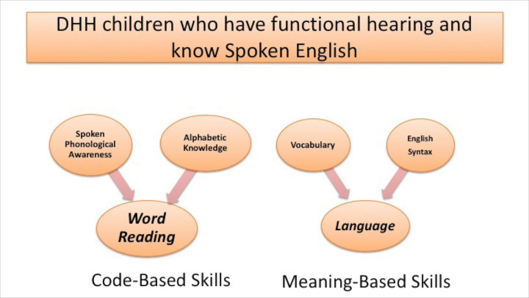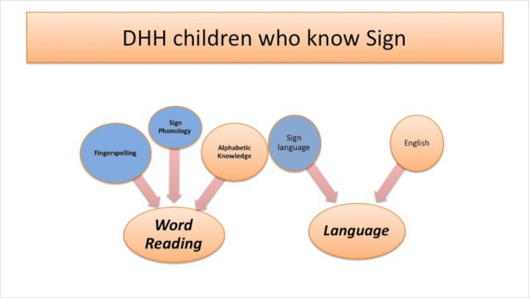So we can see that this model is based on the model that we've developed for hearing children. But if you go on to the next slide and look at deaf children who know sign, they're different. And I put blue circles in here to show you how that may be different from children who have functional hearing and hearing children. For both of them, you need word reading and language. That simple view of reading stays the same for all children, but how you get there may differ.